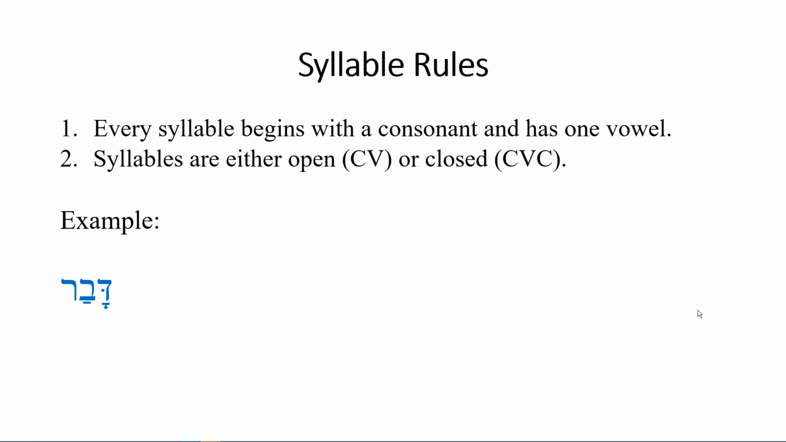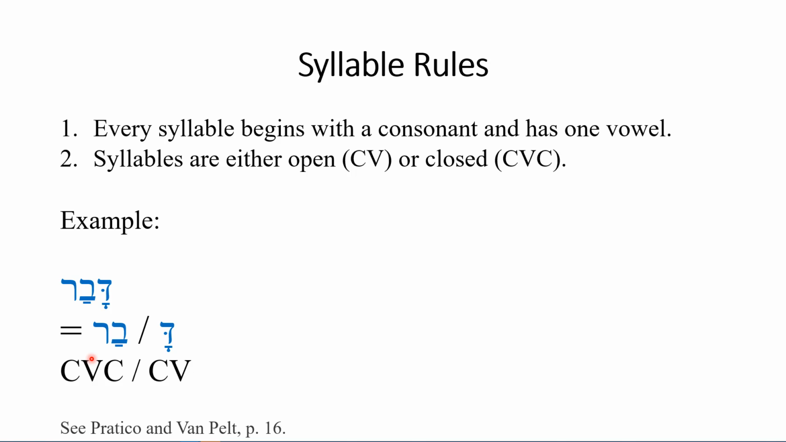So here's an example. We have the Hebrew word davar, which means word, and can also mean matter or thing. This is going to have two syllables. The first syllable is an open syllable. We see it has a consonant, dalet, and a vowel, qamets. And then the second syllable is a closed syllable. It has consonant, bet, vowel, patach, and then consonant, resh. So we see consonant-vowel, that's an open syllable, and then consonant-vowel-consonant, that's a closed syllable. This is on page 16 of Pratico and Van Pelt.